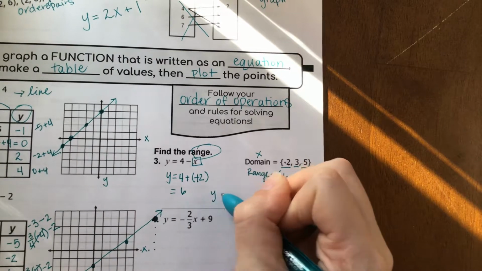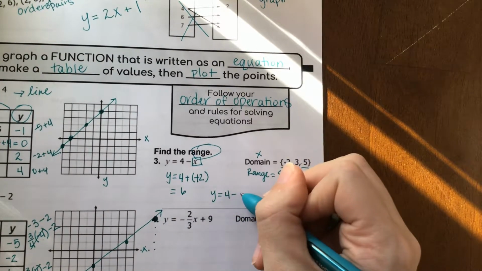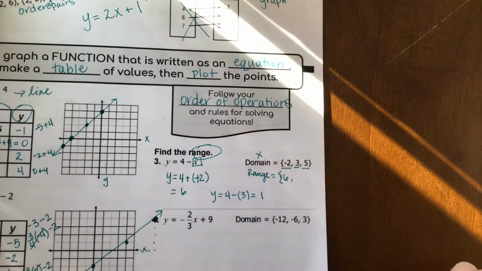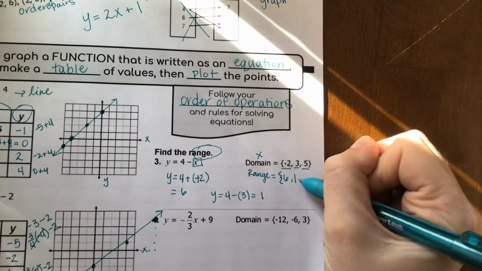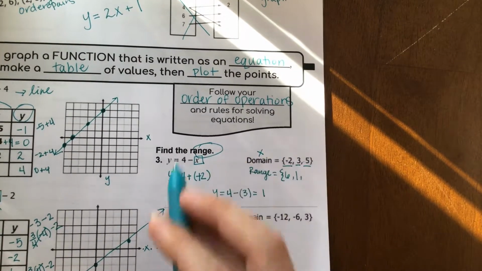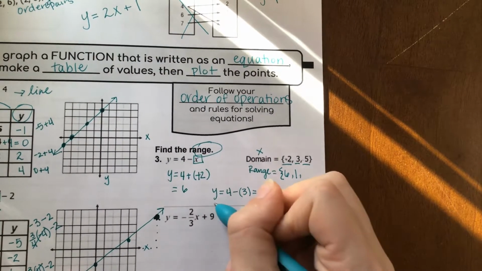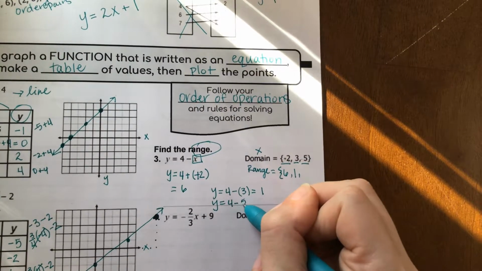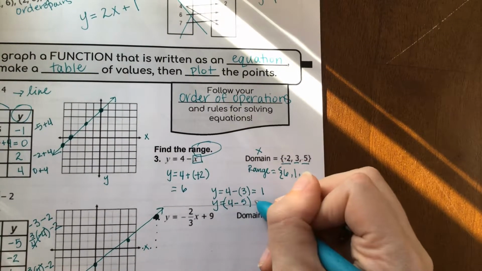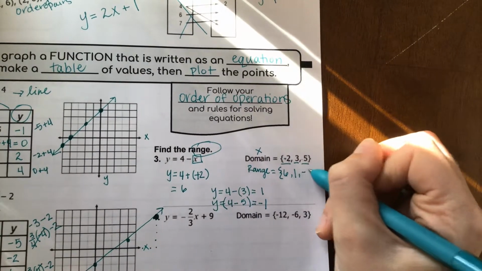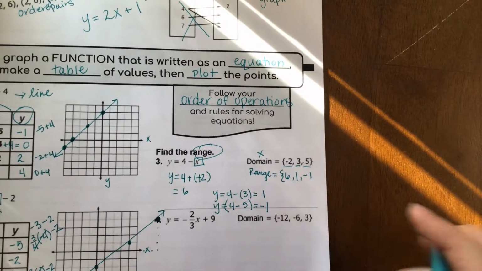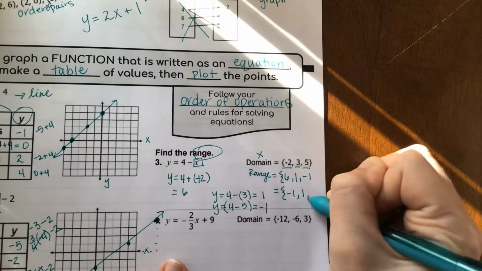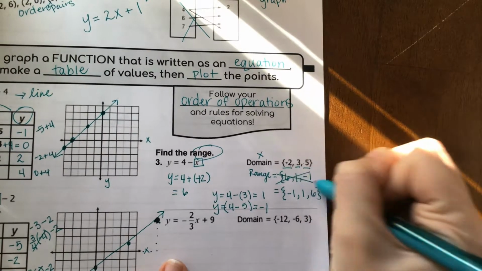Keep going. We have y is equal to 4 minus x. So instead of x, we have a 3 this time. And 4 minus 3 is 1. So 1 is the next value in my list. And then our last one, still following that same function, 4 minus x. And this time we have a 5. And 4 minus 5 is negative 1. Okay, and I'm actually going to rewrite my list one more time. We're going to write it from least to greatest. So I have negative 1, 1, and 6 in my range.